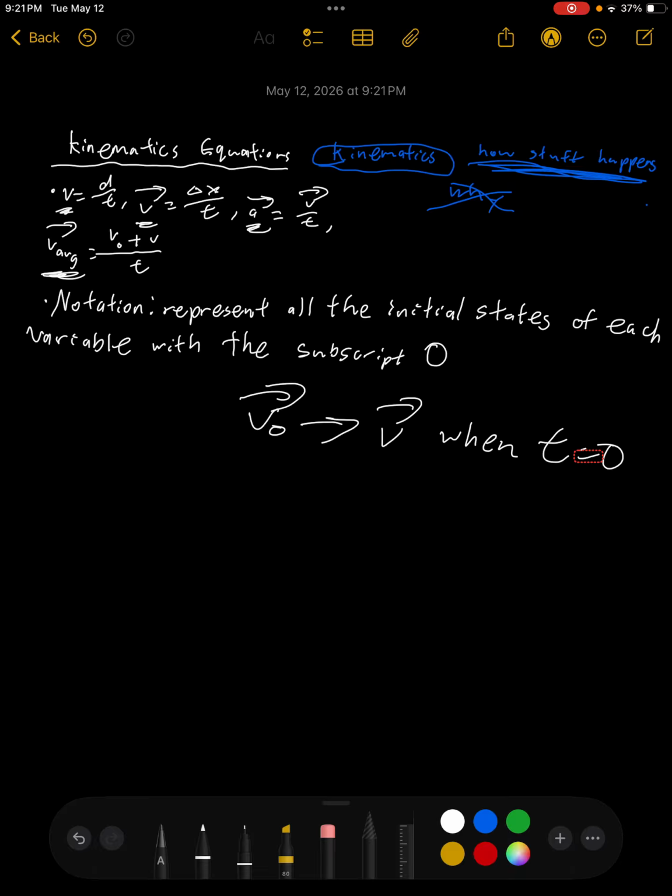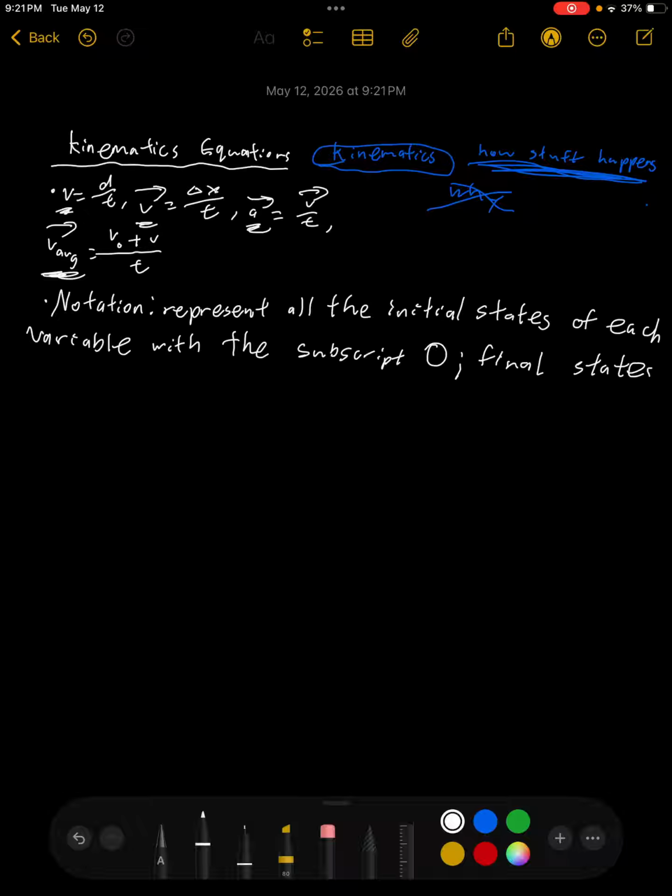And I'm also going to represent the final states with just the variable. For example, I'm going to represent final velocity as just v with no subscript.